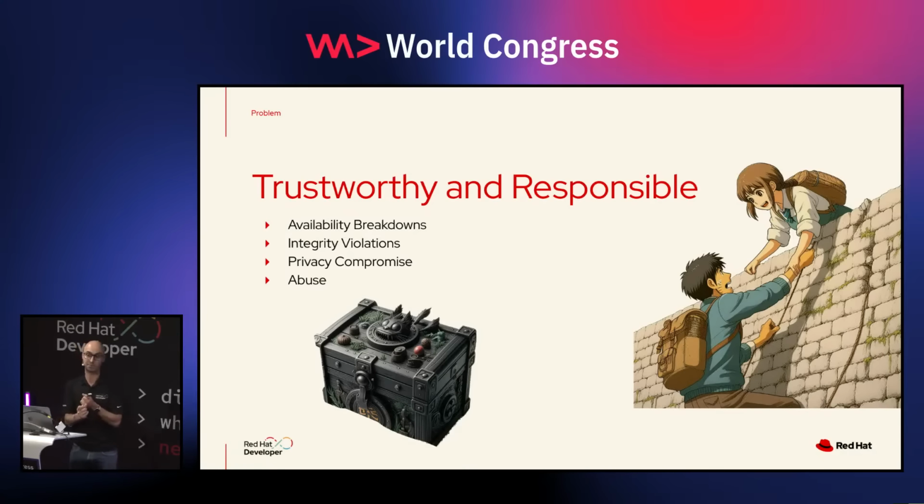Availability breakdowns, that basically is what happens if we try to put a denial of service to a model, right? It can happen. The second thing is integrity violations. Is the model providing what we asked for? The third thing is privacy compromise. Are we sending some kind of private data to the model, or is it providing some kind of sensitive data as a response? That's another kind of attack that we need to be aware of. And the fourth thing is abuse. I mean that our model should not be root, okay?